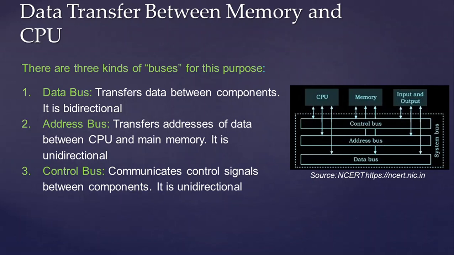There are three kinds of buses for this purpose: data bus, address bus, and control bus. The data bus transfers data between different components and is bidirectional, whereas the address bus transfers addresses of data between the CPU and main memory, but it is unidirectional. And the control bus communicates control signals between the components. It is also unidirectional. It is important to note that the data bus is bidirectional, whereas the other two are unidirectional.